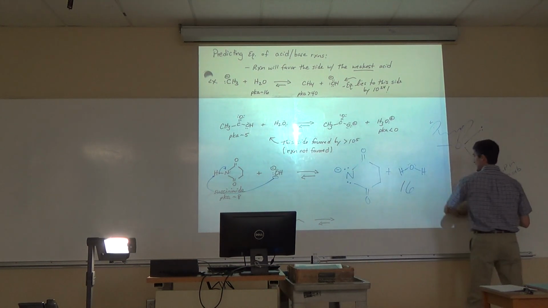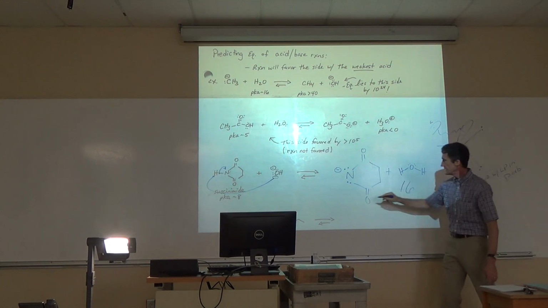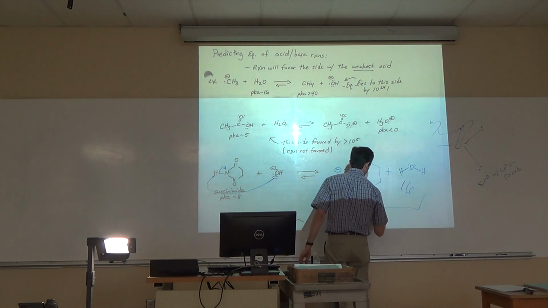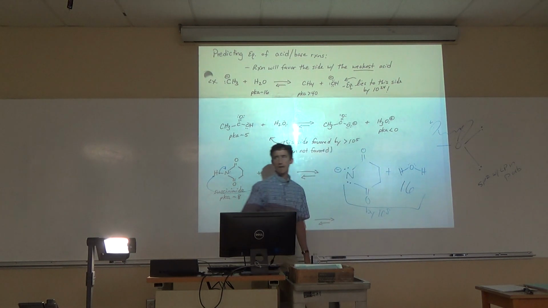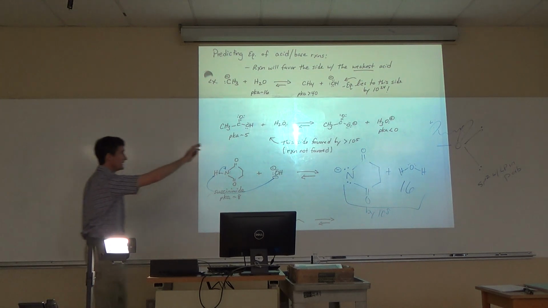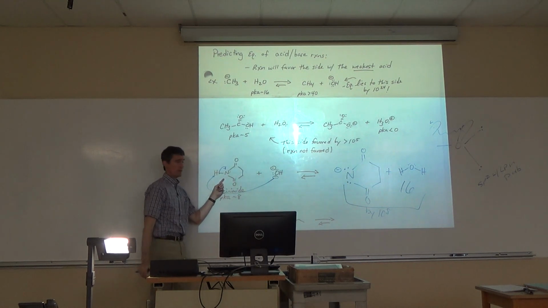Which side's favored? 8 or 16? Weaker acid's favored. This side's favored. By how much? By 10 to the 8, the difference in your pKa. And 10 to the 8, I believe, is 100. No, it's... 10 to 9 would be a billion. 100 million? At equilibrium, you got 100 million of these and only one of these.